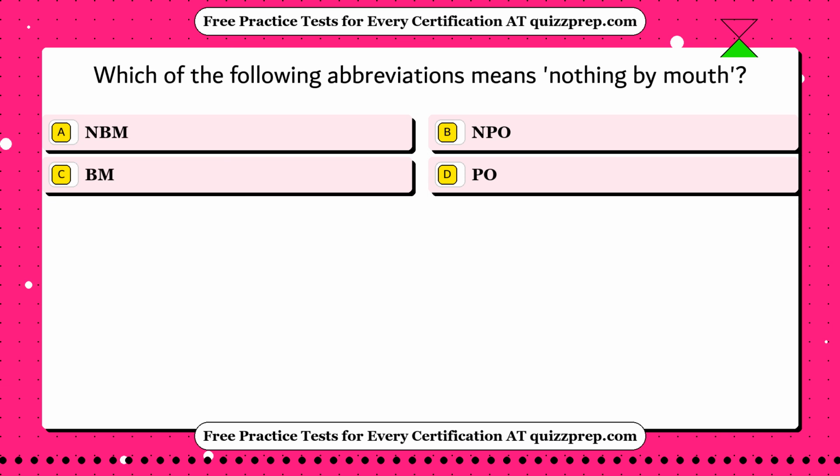Question 97. Which of the following abbreviations means nothing by mouth? Option A, NBM. Option B, NPO. Option C, BM. Option D, PO.